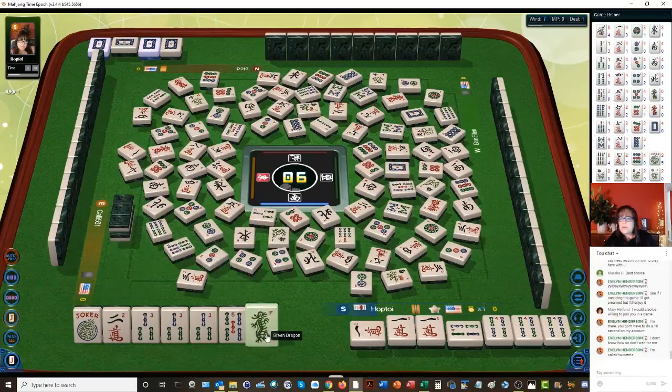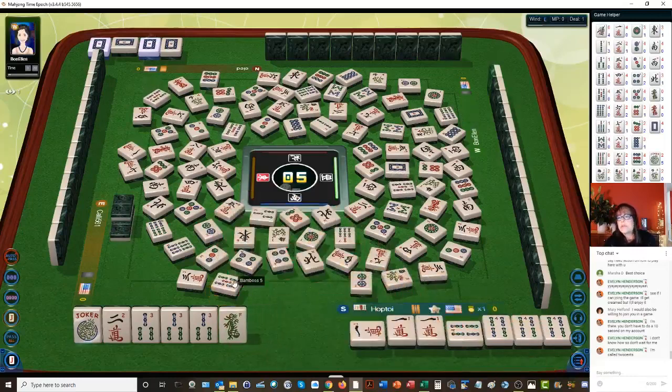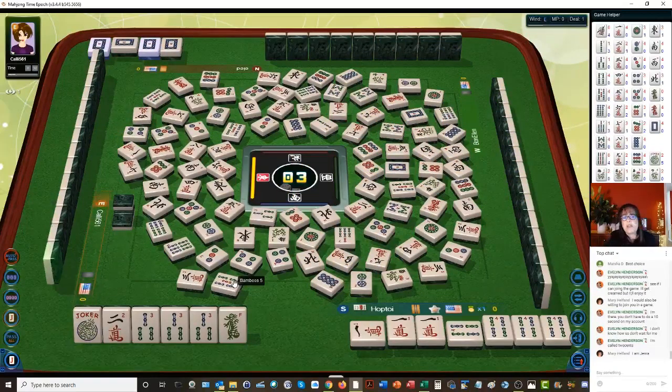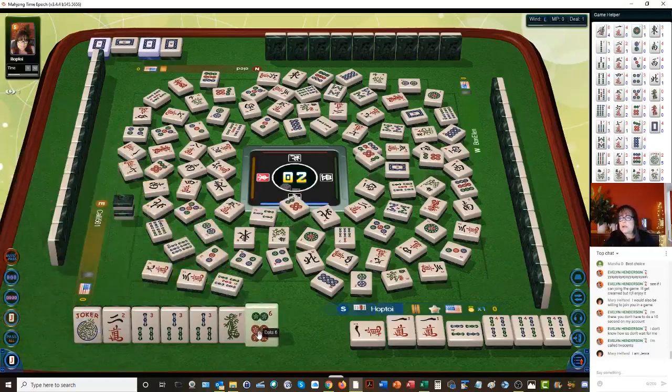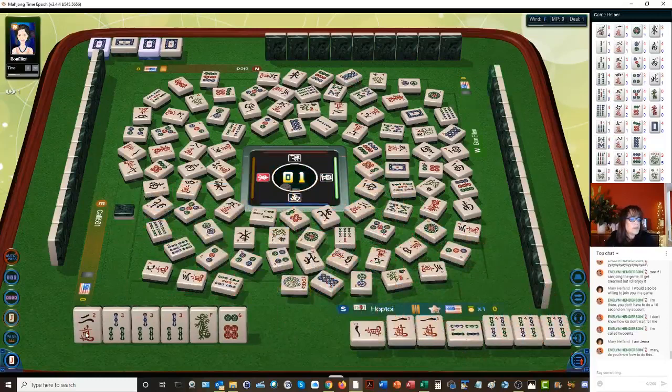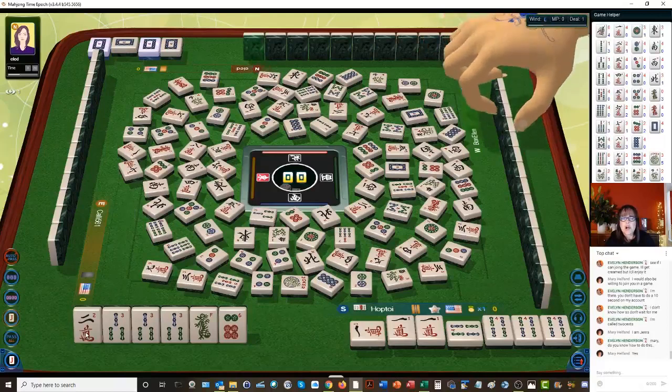Three characters. Okay, green dragon, there are none out. We'll discard the five bam. Five bamboos. There are no green dragons out. Eight dots. We have one more pick, so we're not going to make it. Okay, thank you, Mary, for the reminder. Nine characters. Okay, six dot. There are three out. I'm just going to throw the joker. Joker. Four dots. So we had a draw.